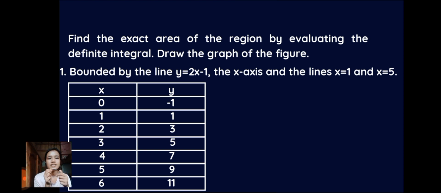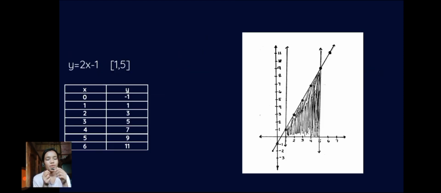Then, after that, let's plot these points. It is bounded by the line y equals 2x minus 1, then the interval 1 and 5. So, that is the interval. After that, shade the region inside the interval 1 and 5.